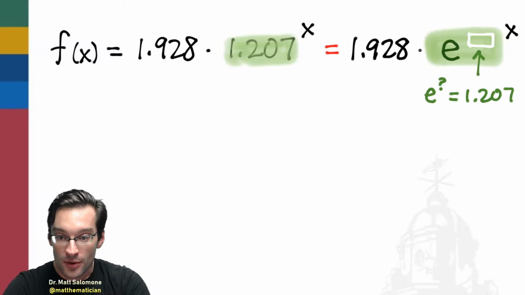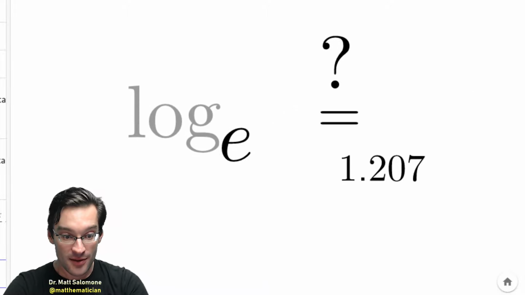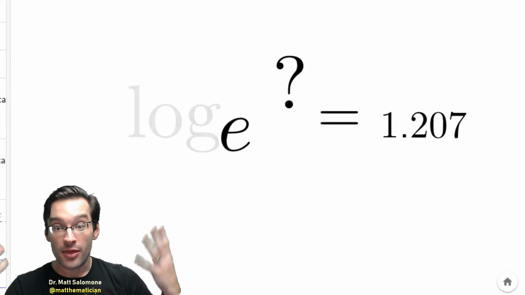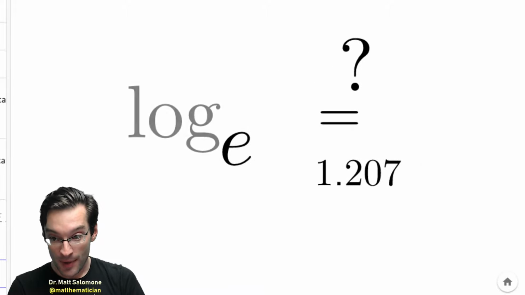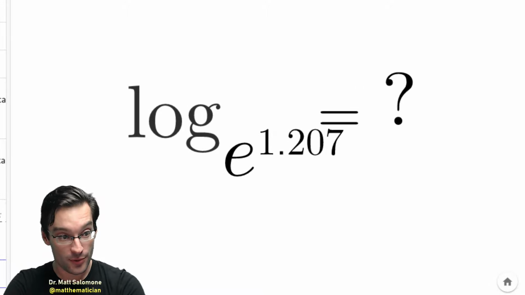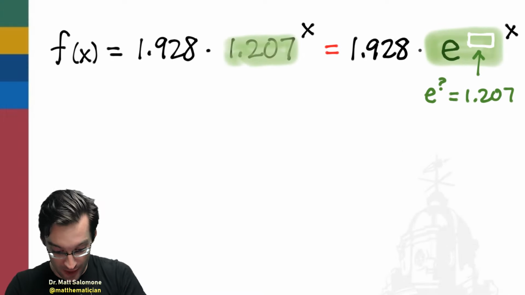Okay, so let's figure out how to solve that equation by doing the same rearrangement that we were talking about before. So if e to some unknown power is equal to 1.207, then that unknown power is the base e logarithm of 1.207. Remember, that's nothing more than the definition of what a base e logarithm means, right? So e to what power is 1.207? That power is the base e logarithm of 1.207. So that's the thing that we now need to evaluate.